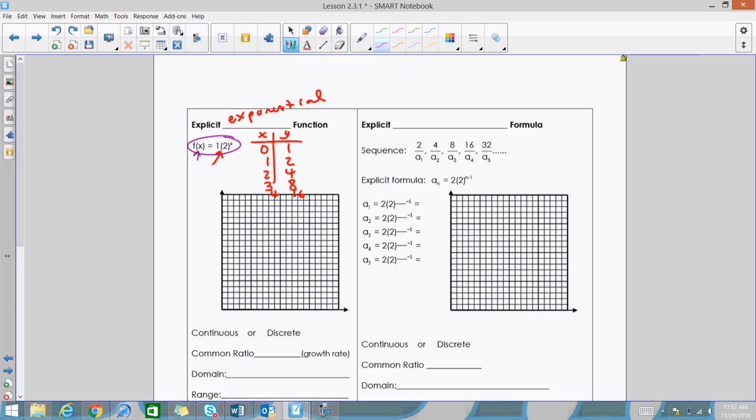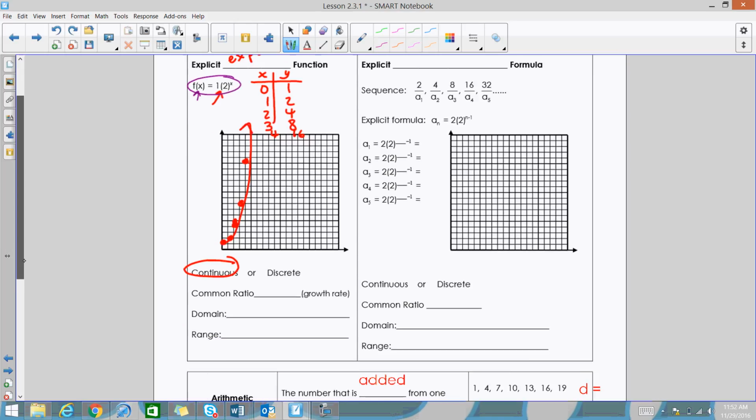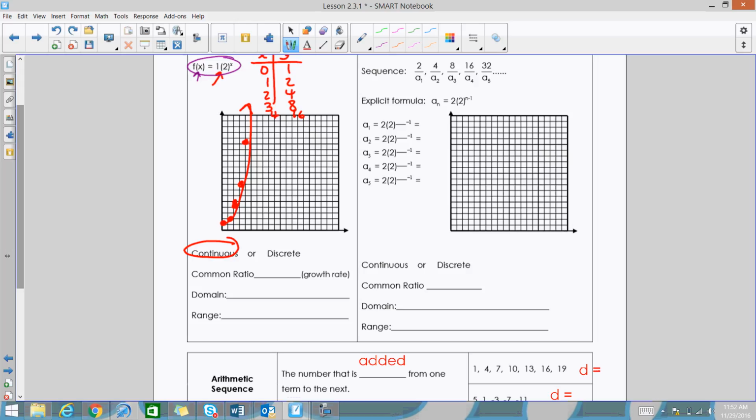So when we plot these points, like 0, 1, 1, 2, 2, 4, 3, 8, 4, 16, notice this thing is going to keep going. It is continuous. It's a line, because this equation allows decimal values. Our common ratio, or our growth rate, is multiplied by 2.